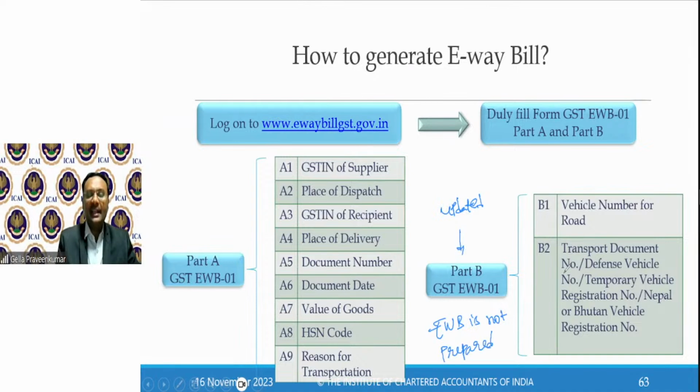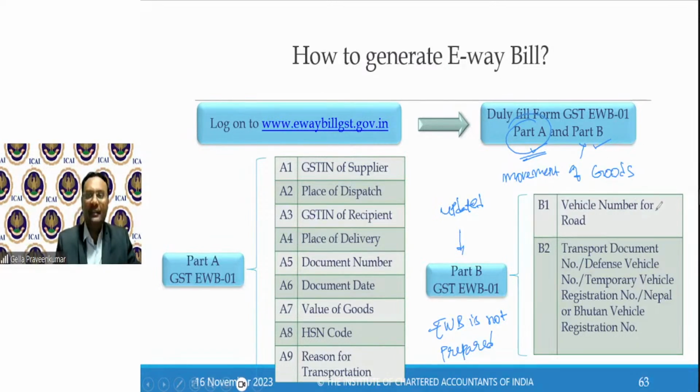To carry an e-way bill, both part A and part B should have been filled. I'll fill part A. I don't know the details of the transporter, so I just leave it as it is. Then the law says that unless the details of transport are mentioned in part B, your e-way bill is not valid for movement of goods. For movement of goods, both part A and part B have to be compulsorily filled.